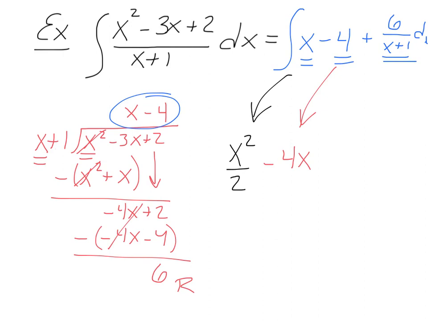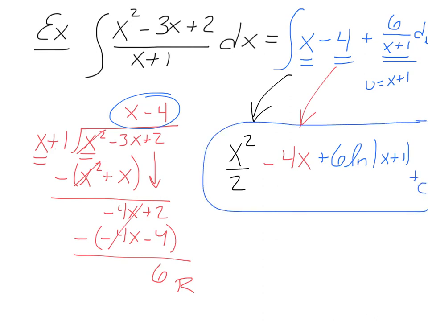But if you were to let u be x plus 1 and run through your u substitution, that would turn into 6 natural log absolute value of x plus 1. And then, of course, plus c. And that is our antiderivative that we were able to figure out from breaking up the fraction with long division.